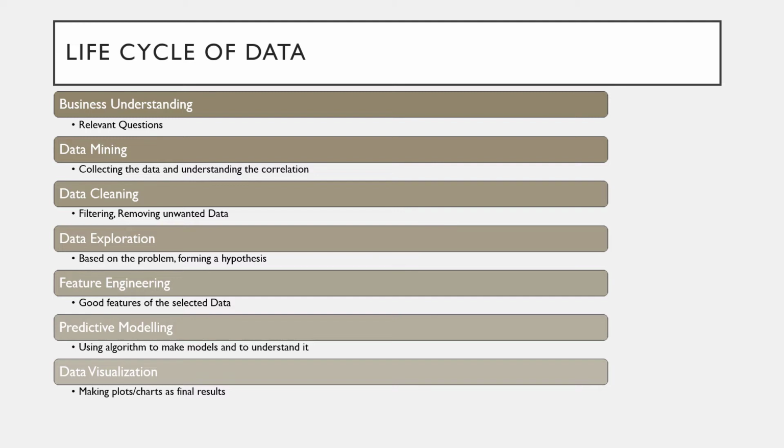Fourth one is data exploration. It is forming a hypothesis based on the current problem in the data. Fifth one is feature engineering. It is to find the good feature within the data. The next one is predictive modeling. It is using algorithms to make models and to understand it with the help of machine learning. The last point is data visualization, which is used for making plots and charts as the final results so as to understand the data in a better way.